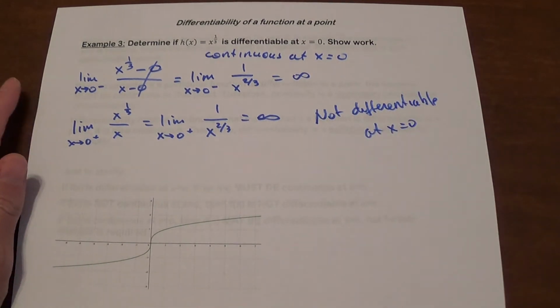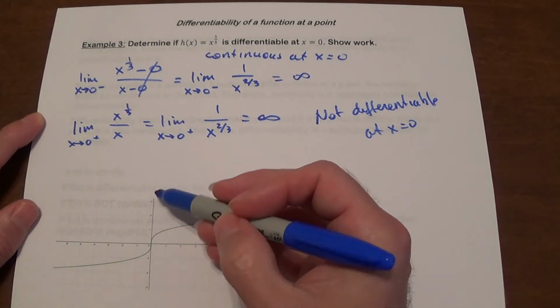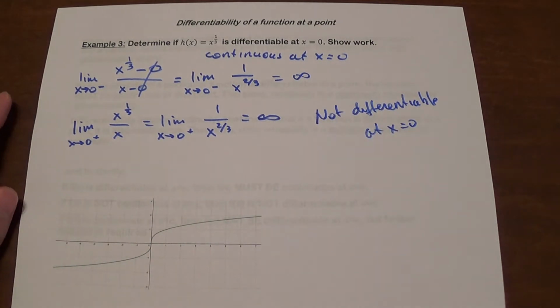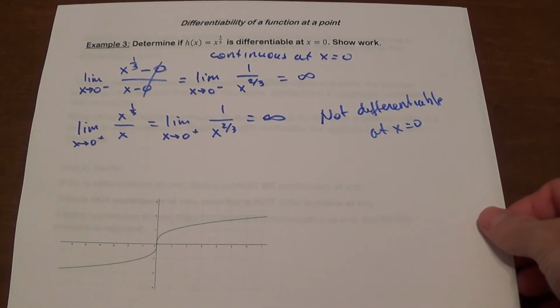And what happens here, if you look at the graph, right here I have the graph, at 0 you're going to have a vertical tangent line. So this graph is actually smooth everywhere. It is continuous everywhere, but because of a vertical tangent line, this is going to be problematic, and it's not going to be differentiable at that point.